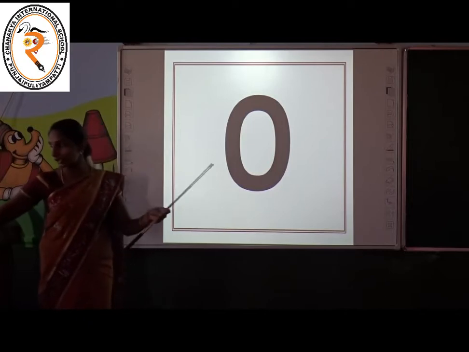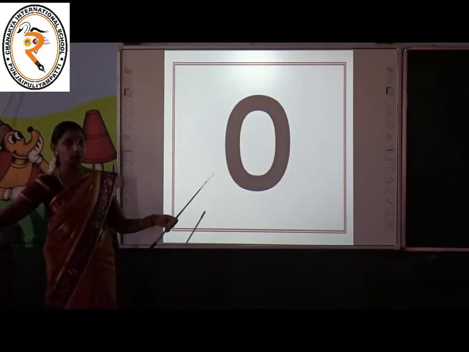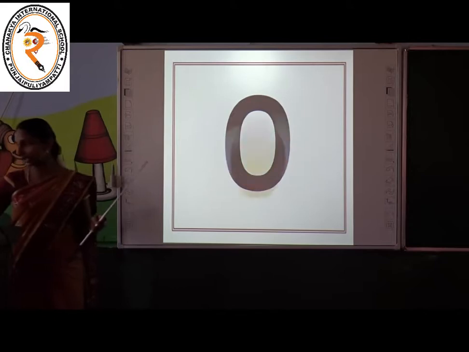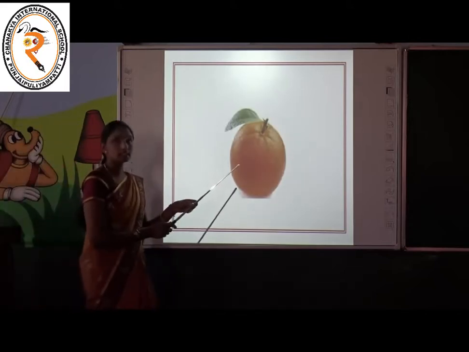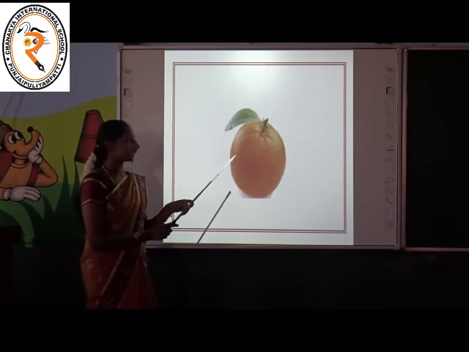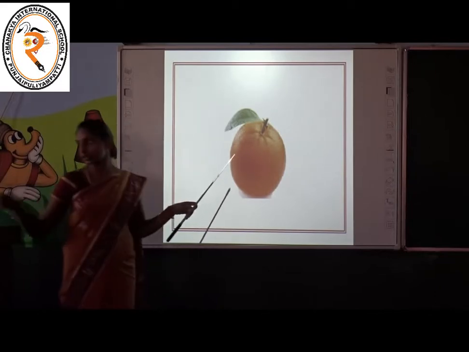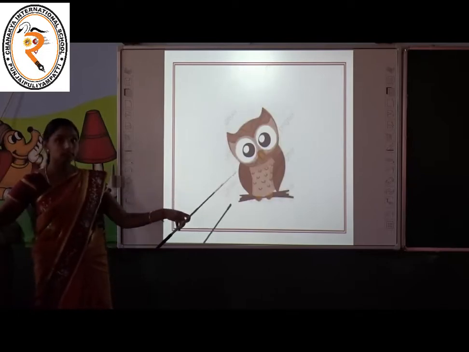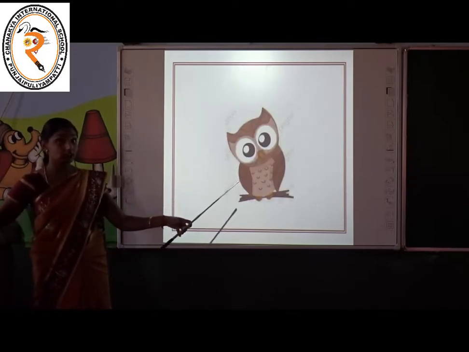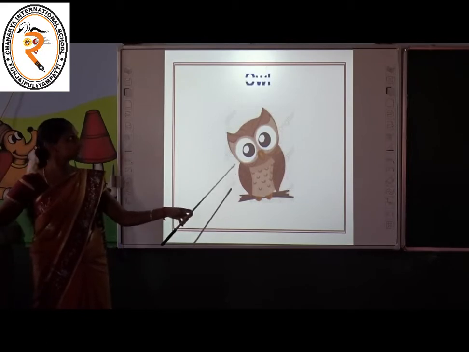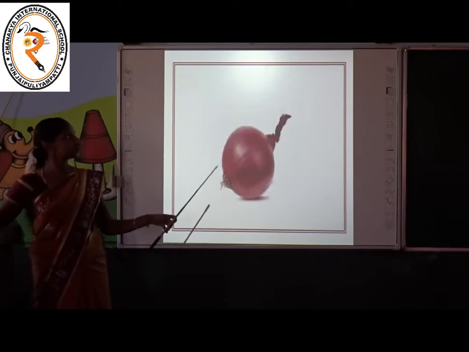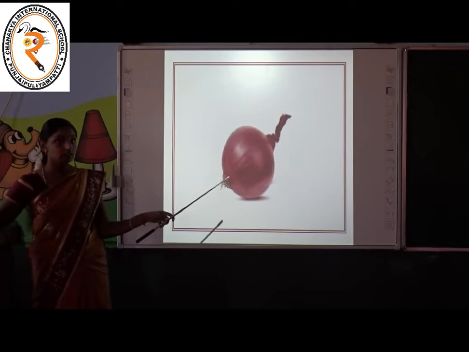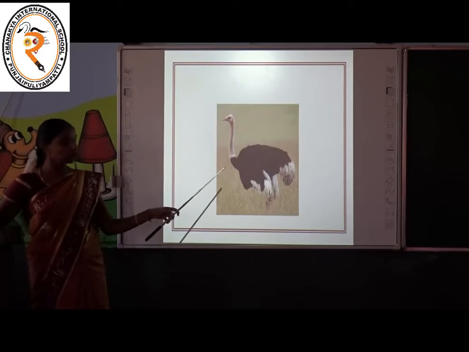Very good. What it is? Letter O. Let's see examples, okay? Come on. What it is, children? Can you see this? What it is? Very good. You are correct. This is an orange. What it is? Orange. What it is, children? Yes, it's a bird. Can you name this? Owl. What it is? Owl. Very good. What it is? It's a vegetable. What it is? Onion. Very good.